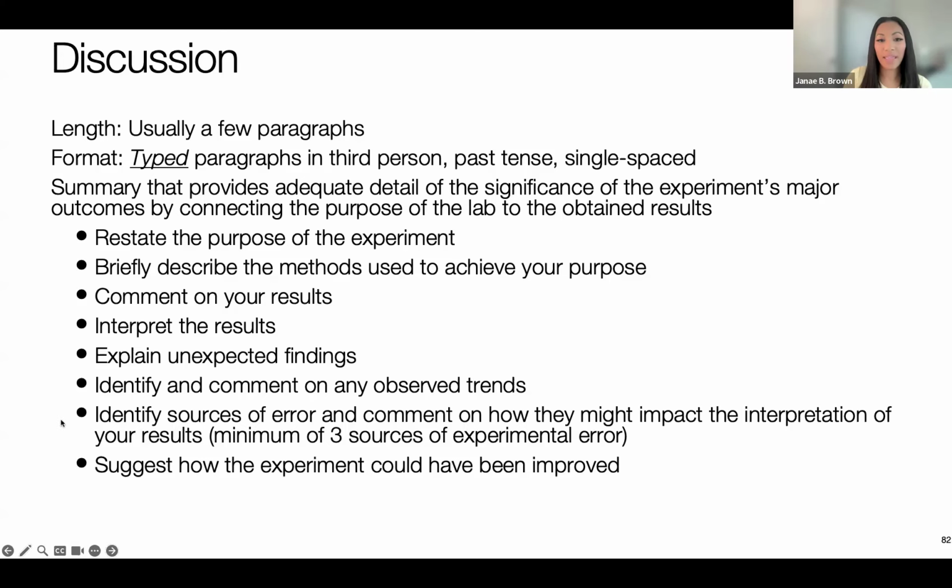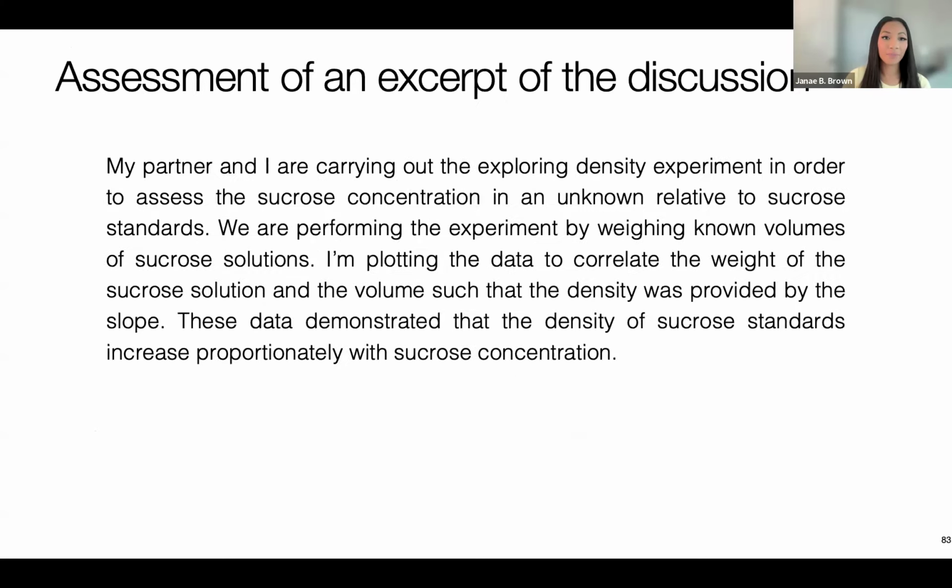Identify any possible sources of error and comment on how they might impact your analysis of your results. In general, you want at least 3 sources of experimental error that you might be able to identify, and then suggest how the experiment could have been improved. So thinking about mistakes that you made in terms of maybe there was a modification that wasn't incorporated, and so that has impacted your results. So thinking about ways that your yield could have been better, maybe by using better technique or what have you.